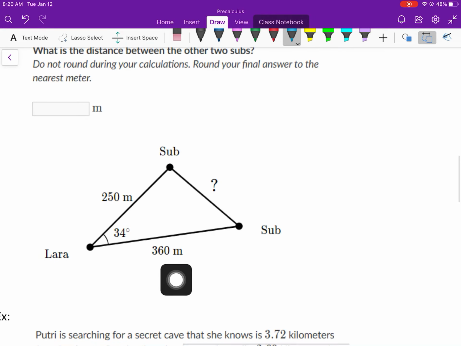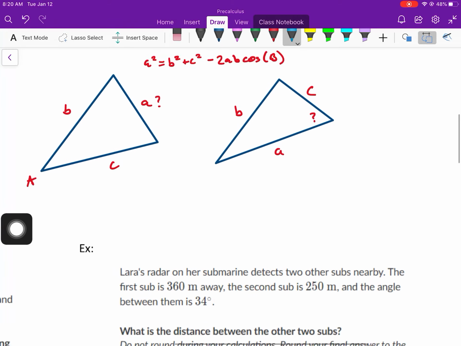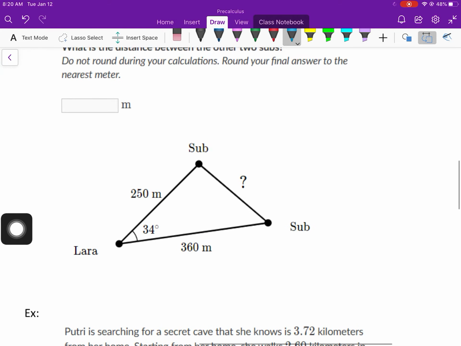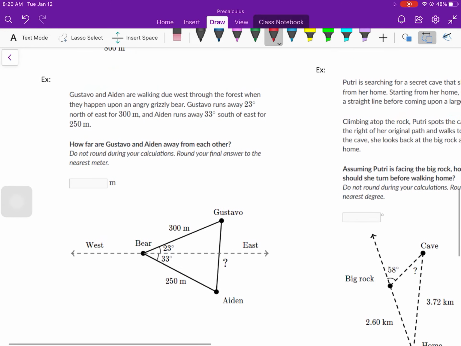Here, this one, look at this. The angle and the two sides that are forming the angle. So these are two sides and the included angle. Boom. This is just completely law of cosines right here. So I'll set it up for you. We'll do the question mark squared equals 250 squared plus 360 squared minus 2 times 250 times 360 times cosine of 34. Evaluate all this and square root it, and once again reference the law of cosines video if you need help with that.